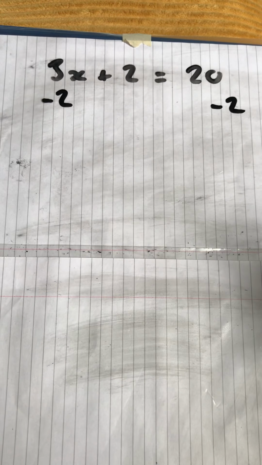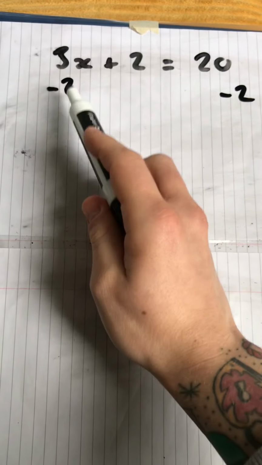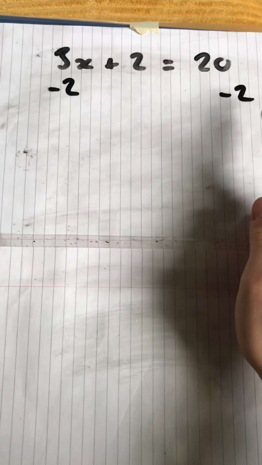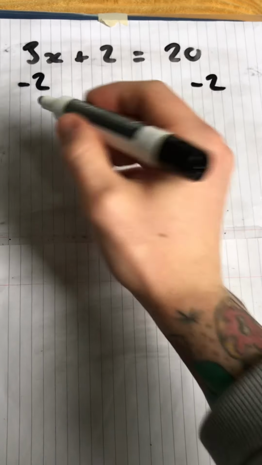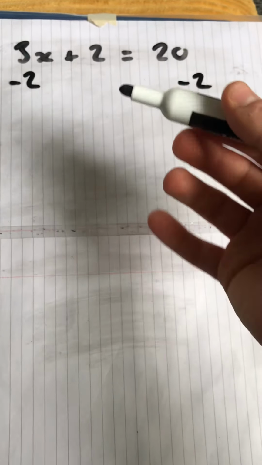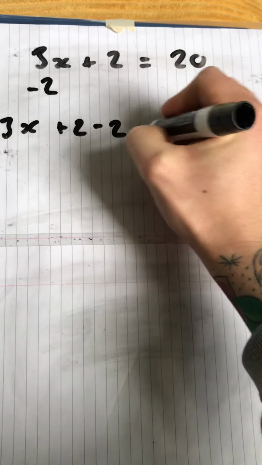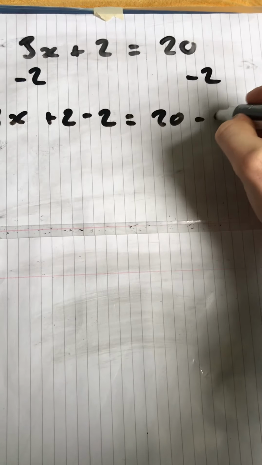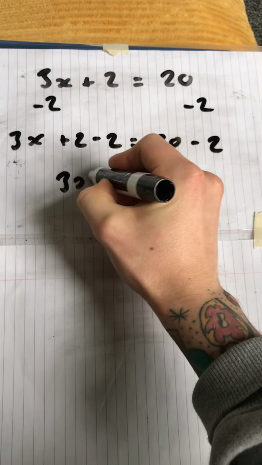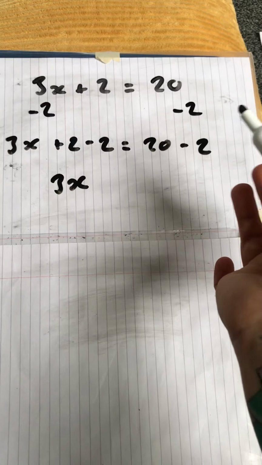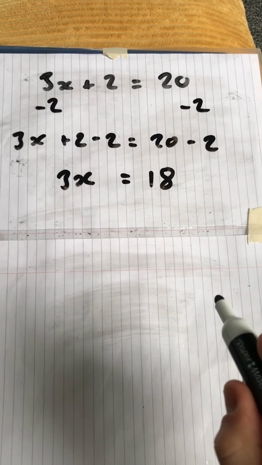Okay? So, the next step is me just writing out 3x plus 2 take 2 is equal to 20 take 2. Okay? Now, if you are comfortable not writing that step out, that's absolutely fine. But it's just to show you where everything's coming from. So, 3x plus 2 take 2 is equal to 20 take 2. We can now collect our like terms. 3x plus 2 take 2, they'll cancel as we wanted. 20 take 2 is equal to 18.